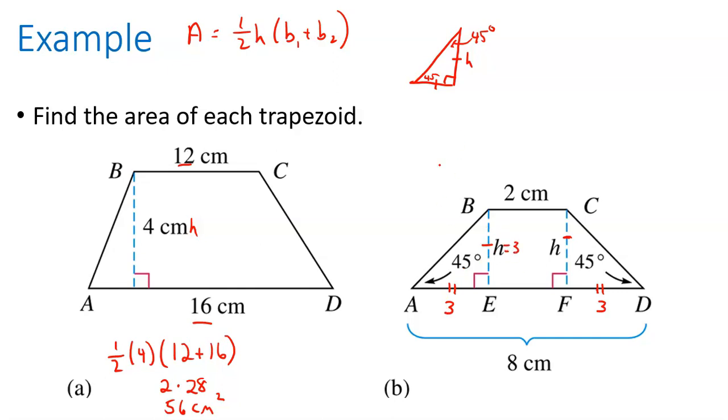Okay, let me run through that again. In this triangle on the left side over here, I've got a right angle at E that's got a measure of 90, and I was told that the angle down the bottom left was 45.